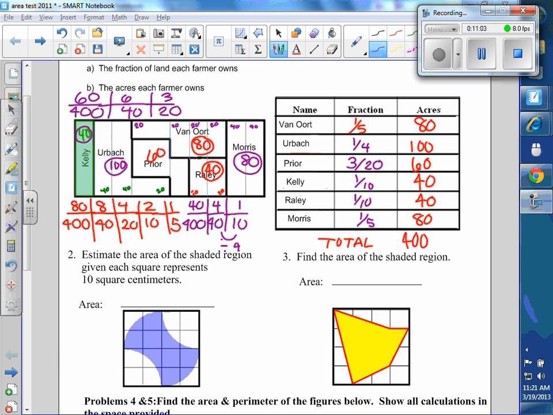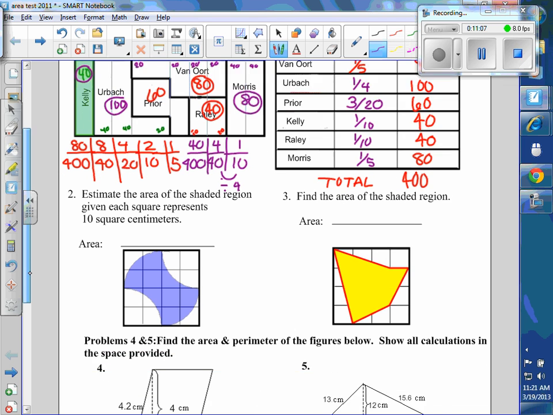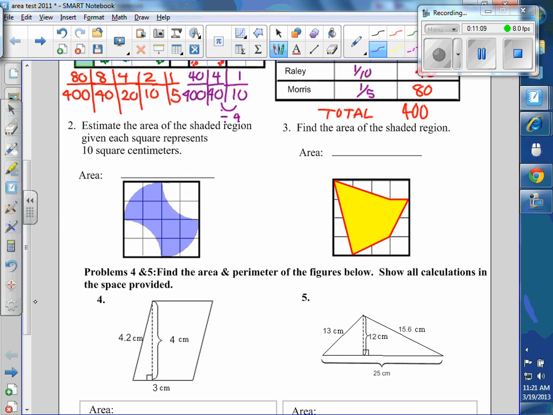Okay, Nathan, what would you do? Which one? So 2, I would add up the outsides first. And since I know that 4 times 4 equals 16, and I know that given each square is 10 centimeters. Okay, so the reading's important, right? Yeah. Each square is 10 centimeters.